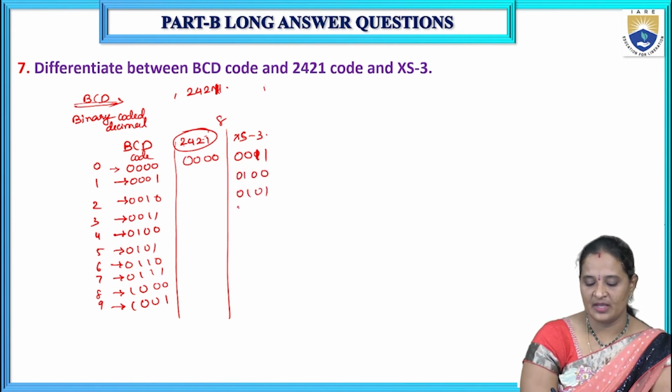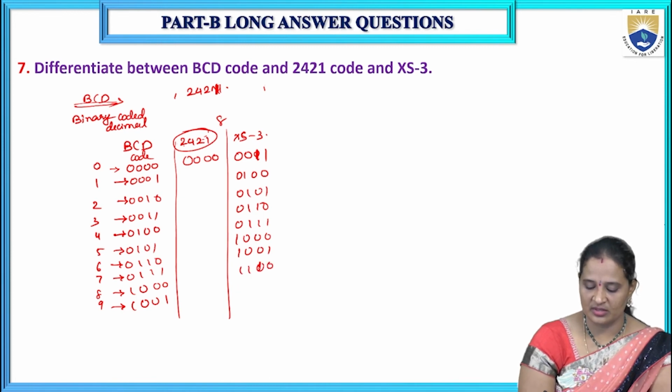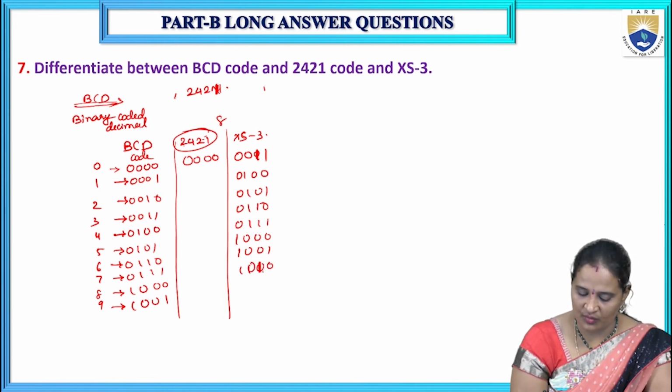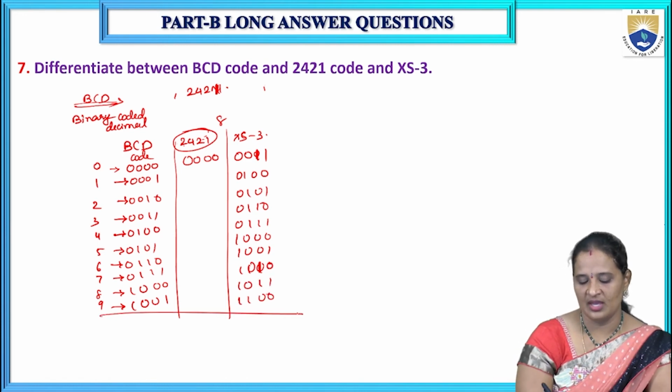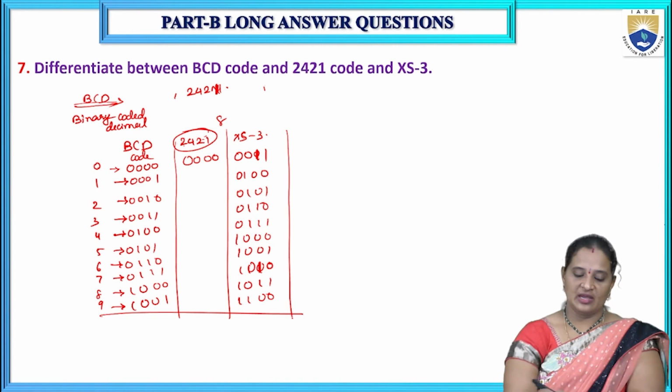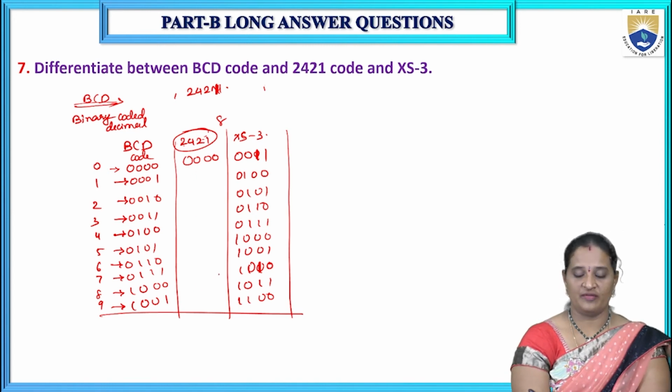0, 1, 0, 1. 0, 1, 1, 0. 0, 1, 1, 1. 1, 0, 0, 0. 1, 0, 0, 1. 1, 0, 1, 0. 1, 0, 1, 1. 1, 1, 0, 0. So these are the XS3 codes. Similarly, we can write down the code for this one.